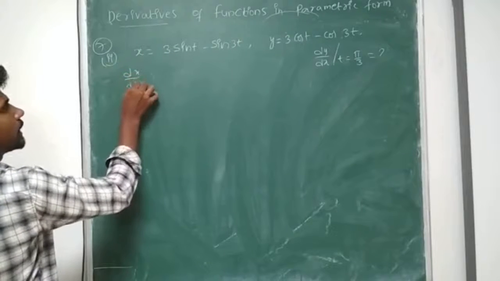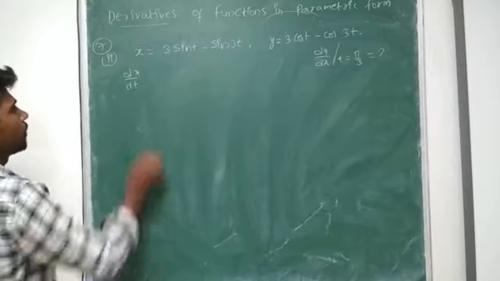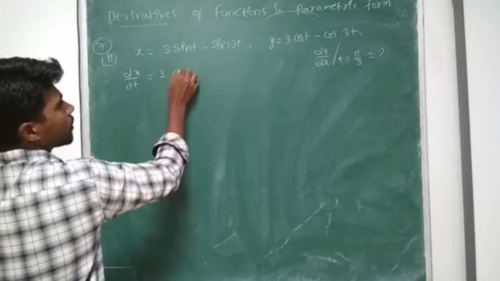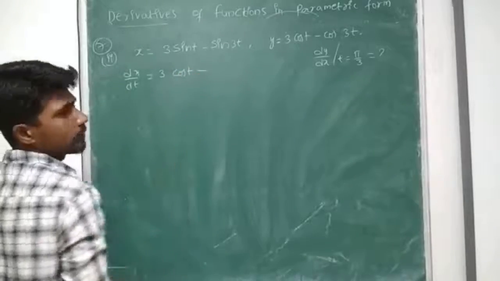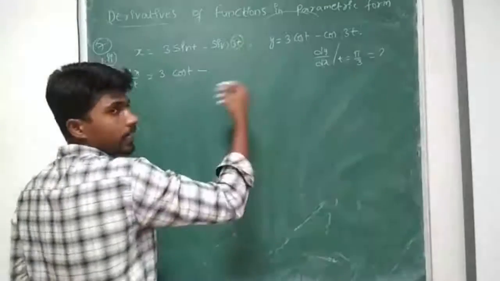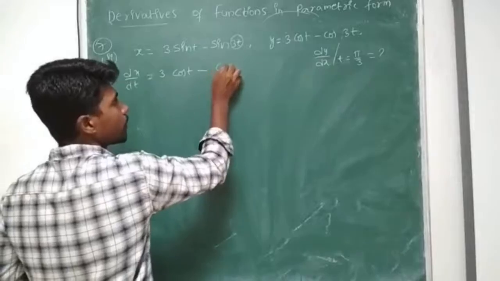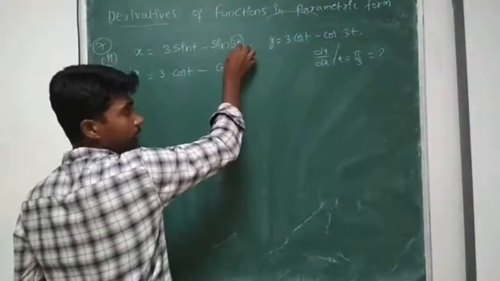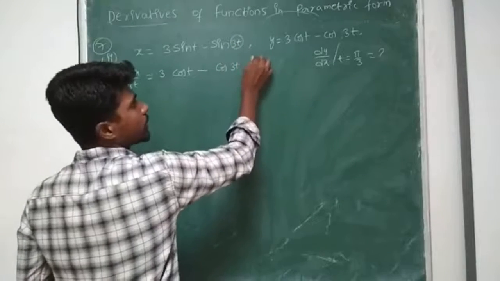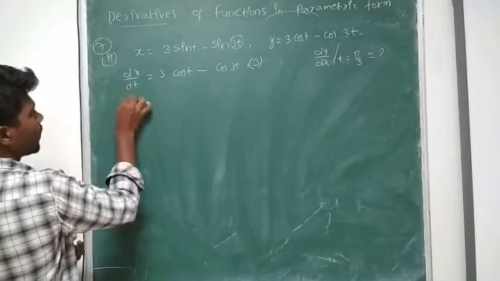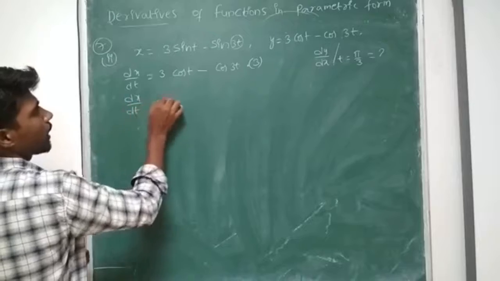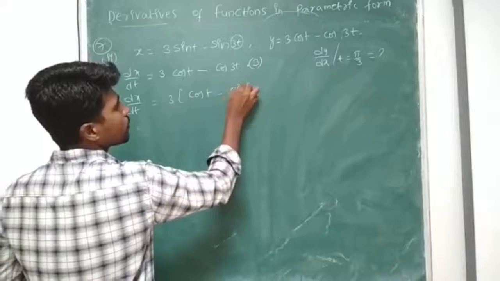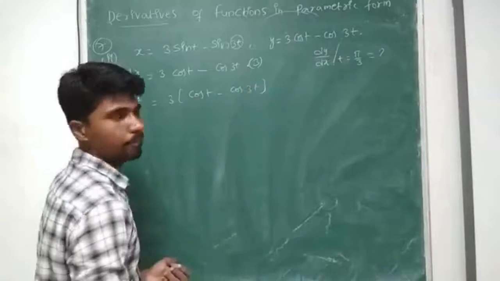dx by dt: because the function is defined in terms of t, 3 is a constant, so 3 times the derivative of sin t, which is cos t, minus the derivative of sin 3t, which is cos 3t times 3. Now dx by dt, I got 3 of cos t minus cos 3t.